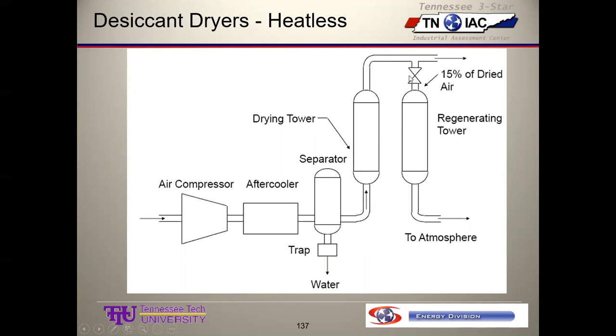And then we have a bleed valve. And so we're going to take 15% of the rated capacity of this dryer, and we're going to bleed it back through this second tower to drive off the moisture, called regenerating. 15%. So, nominally, if this is rated for 1,000 CFM, say you've got a 200 horsepower compressor, you put a dryer rated at 1,000 CFM, what is it, say 500 CFM per horsepower. So we're going to be bleeding 150 CFM through one of these towers almost continually.